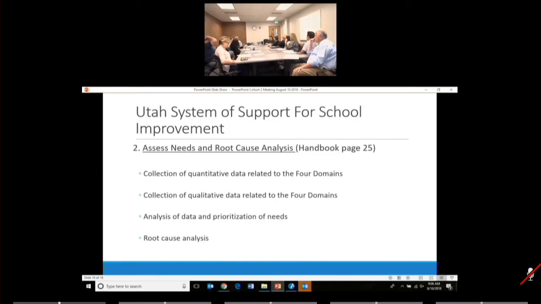Really the common goal that we share and the common mission that we share is that these schools, that you as a school succeed.